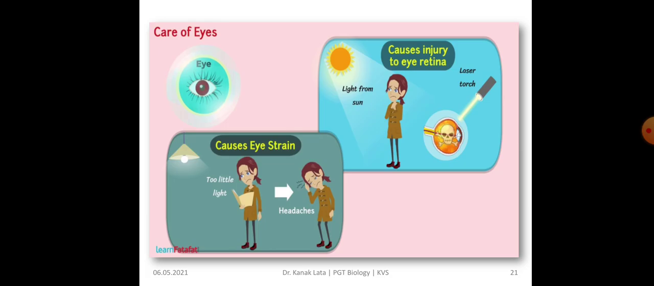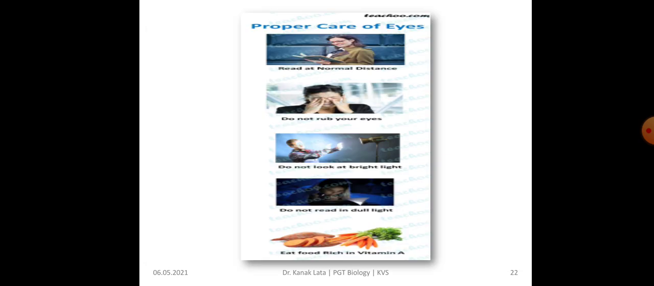This figure indicates the use of dim light. Bright light causes eye strain and injury to our retina respectively. This figure indicates how we care for our eyes: read at a normal distance, do not rub your eyes, do not look at bright light, do not read in dull light, and eat food rich in vitamin A.